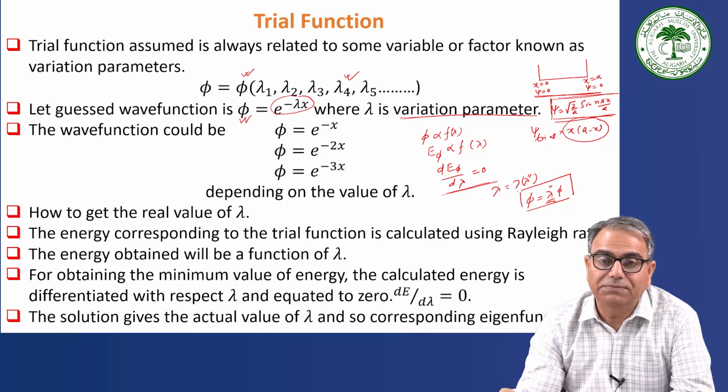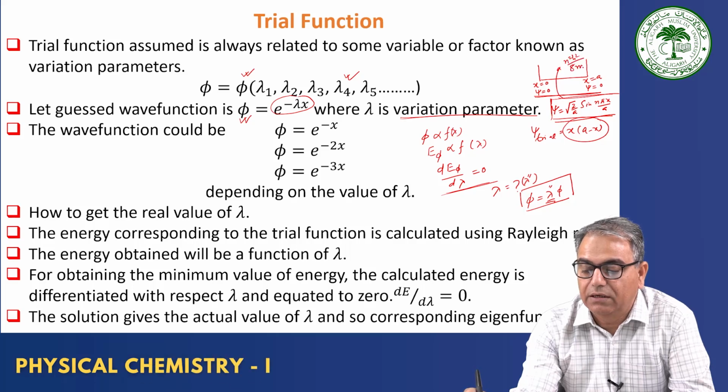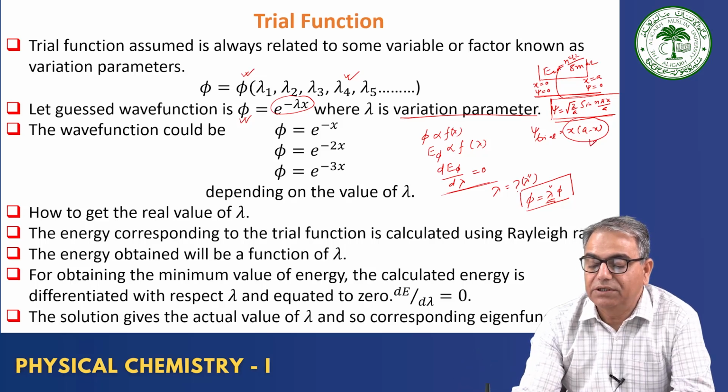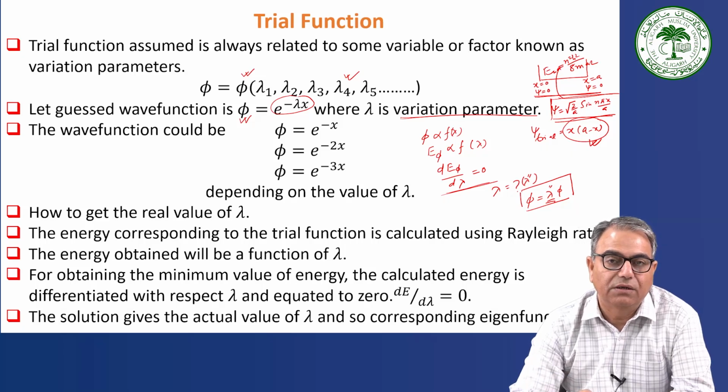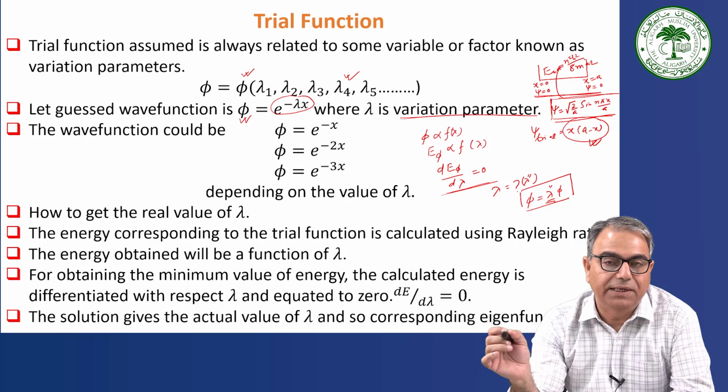Now, what should be the eigenvalue for this trial function? The eigenvalue, you know already, is n square h square divided by 8 m a square for the nth quantum state. But will this trial function give you the same energy? No, it will not, because it is not the actual solution of the Schrodinger wave equation. So with this trial function, whatever energy you get will be greater than this energy, n square h square divided by 8 m a square. That is the thing which you have to understand in the variation method.